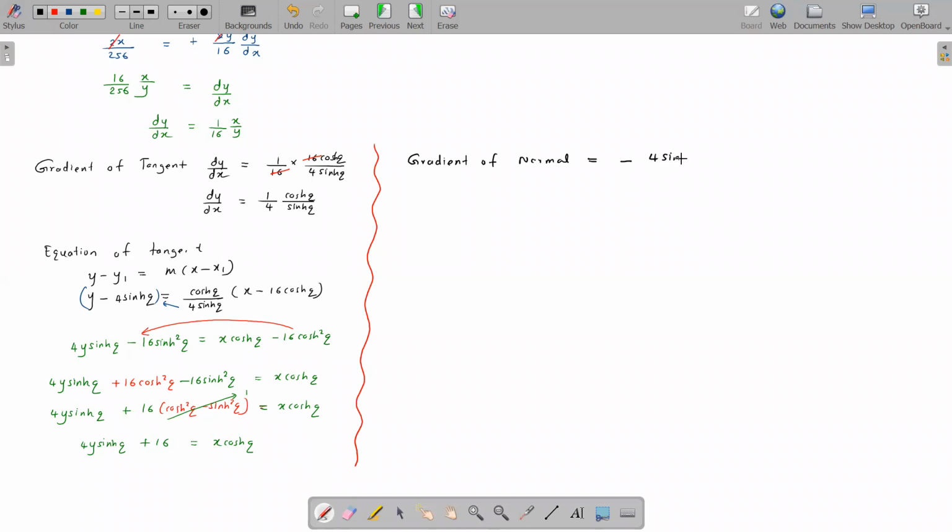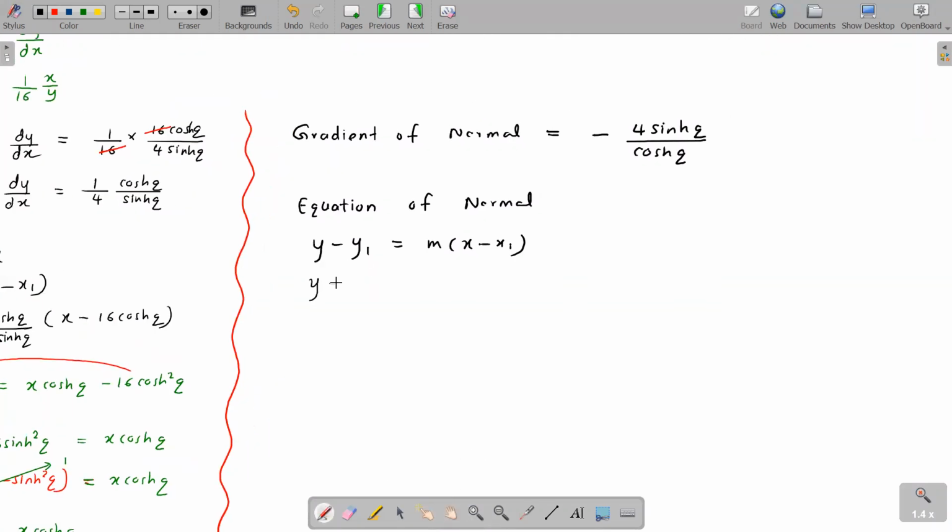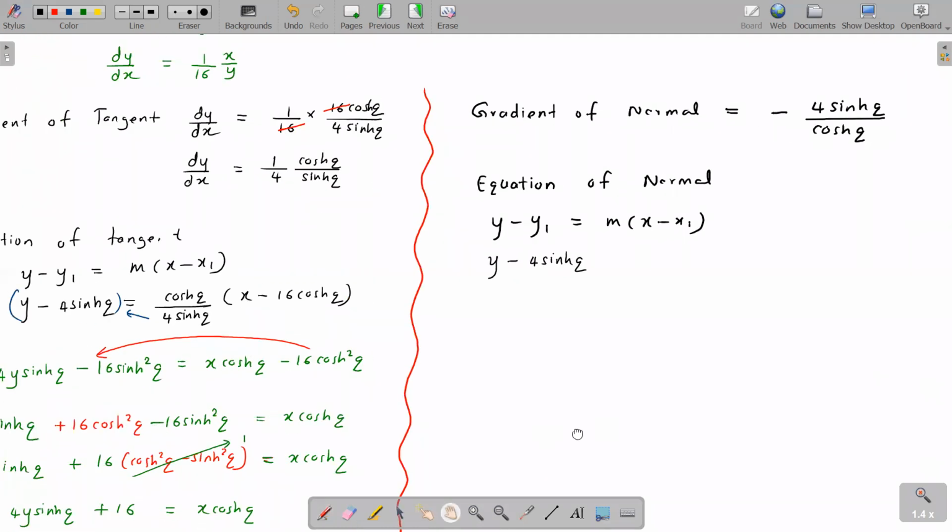4 sine q comes on top, over cos q in the denominator. Okay, so the equation of the normal will be y minus y1 equals gradient times x minus x1. So y minus y1, what was y1? 4 sine q, right? y1 is 4 sine q.